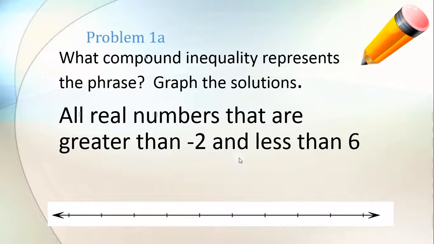What compound inequality represents the phrase? Graph the solutions that we get. So we want to graph all real numbers that are greater than -2 and less than 6. So if you notice, I have this "and" right in the middle here. So I'm going to first figure out all real numbers. That means x. So I got x that are greater than -2. And I'm just going to transfer that "and" down. Less than 6. So x needs to also be less than 6.